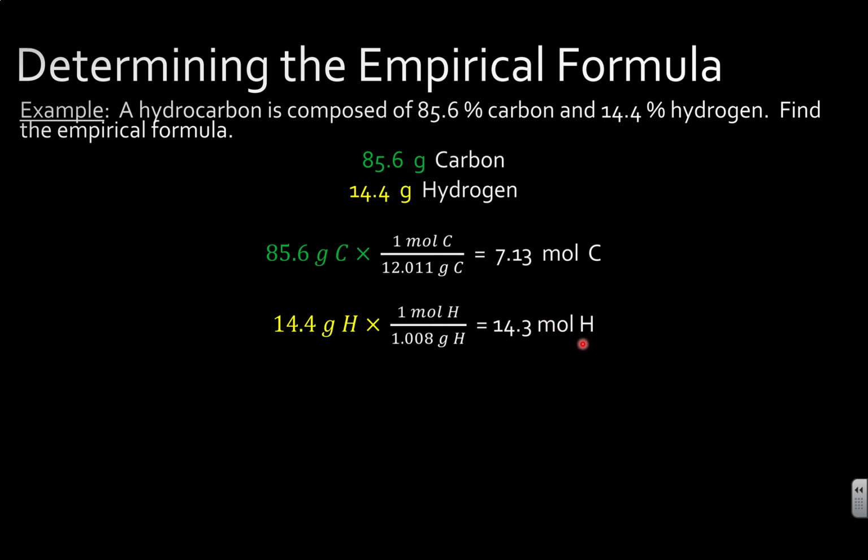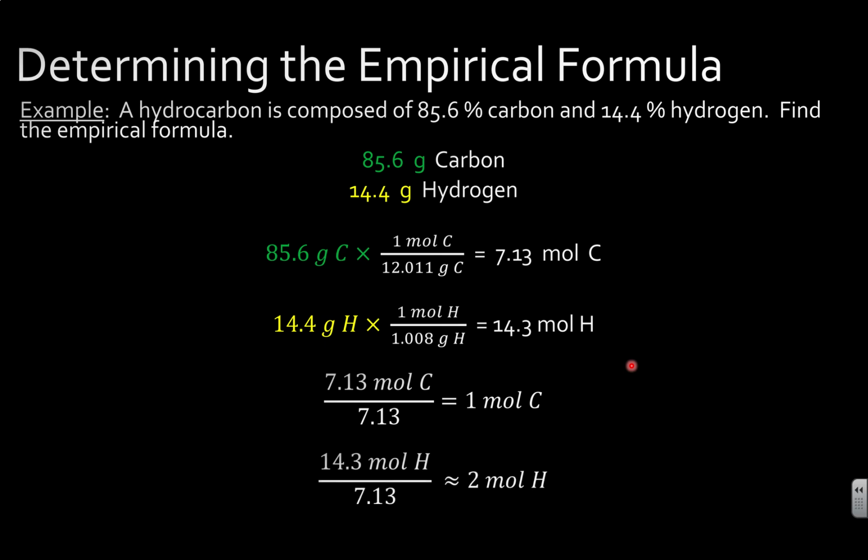Well, now I will take the least number of moles, or the smallest answer, and I'm going to divide each one of those by the smallest answer. So 7.13 divided by 7.13 is 1. And then 14.3 divided by 7.13 is approximately 2. Okay, there's a little bit of rounding here, but you should get a whole number. So those are my subscripts. I have 1 carbon, 2 hydrogens. So the empirical formula is CH2. Simple enough.